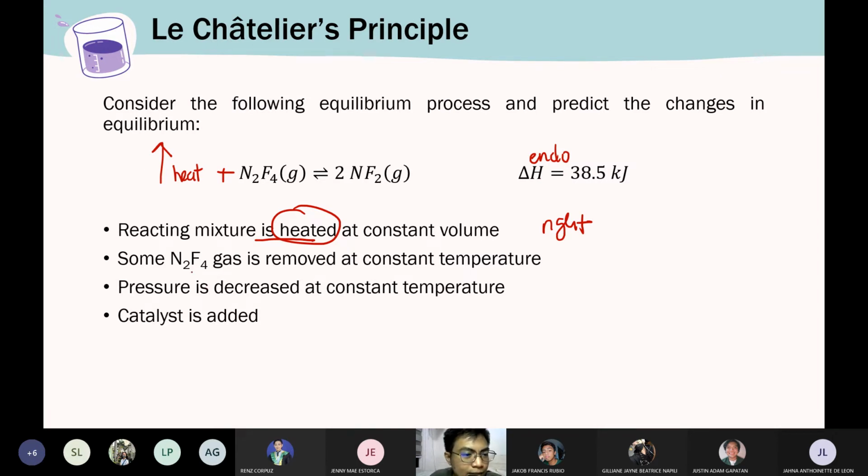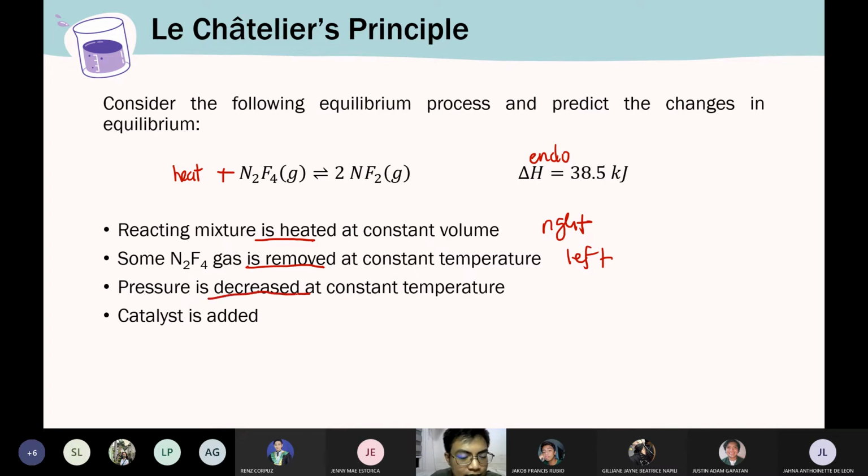Next question. Some N2F2 gas is removed. This is again a change in concentration. You decreased it. So what will happen? The reaction will shift towards the left, because that's the one that was decreased. So that's the change in concentration concept.